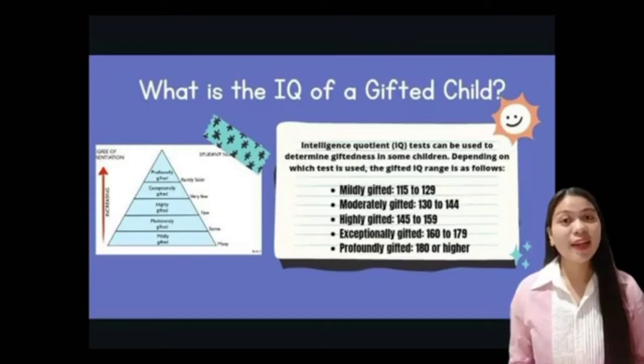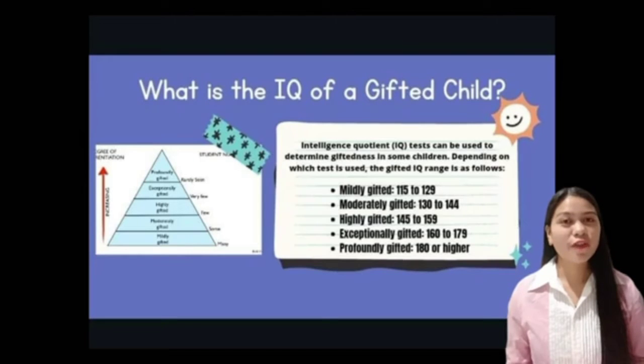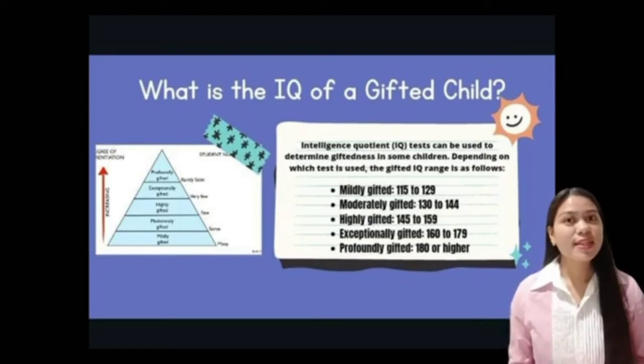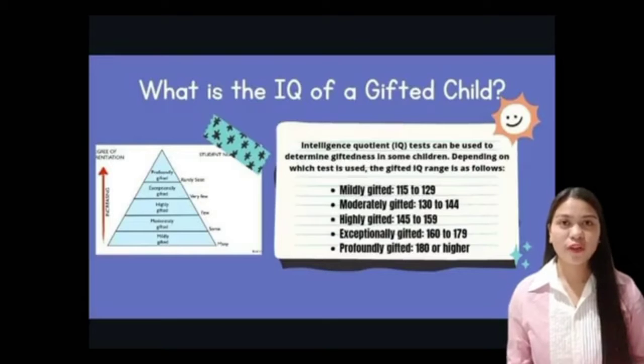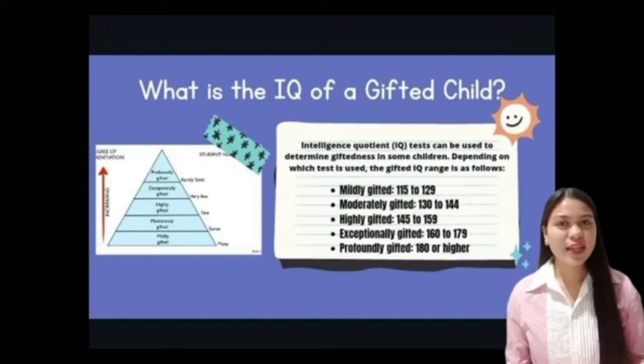The first one, mildly gifted with the IQ range of 115 to 129. The second one, moderately gifted with the IQ range of 130 to 144. And the third one, highly gifted with the IQ range of 145 to 159. Usually, a highly gifted person is considered to be someone with a very high IQ. Sometimes, high giftedness is defined as someone that is not only very smart, but also very creative and good in finding solutions to practical problems.